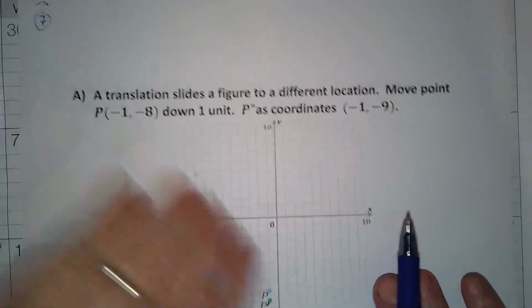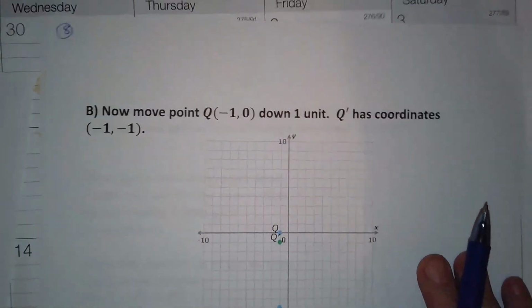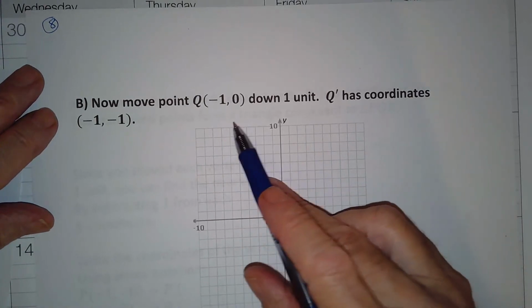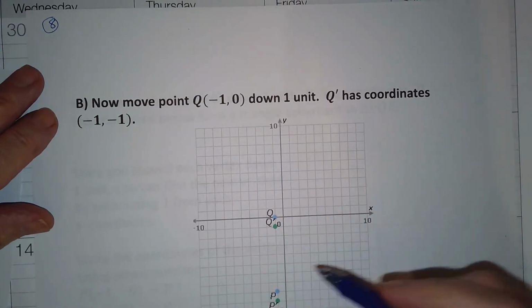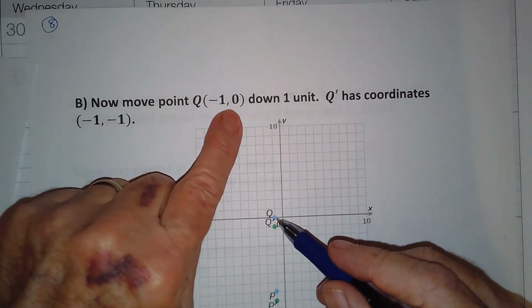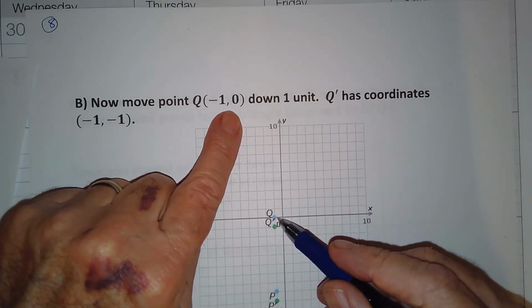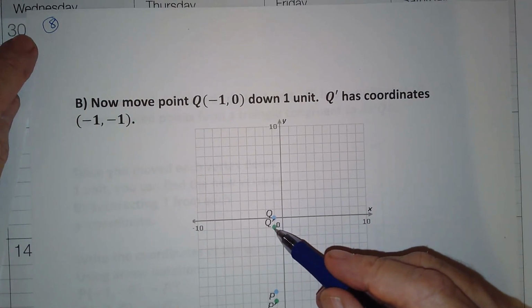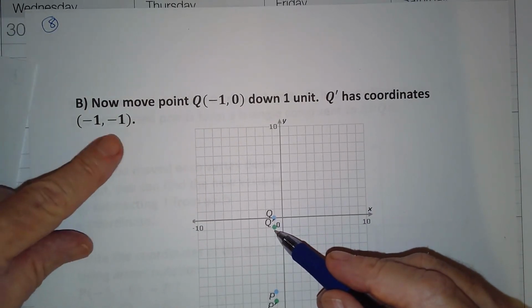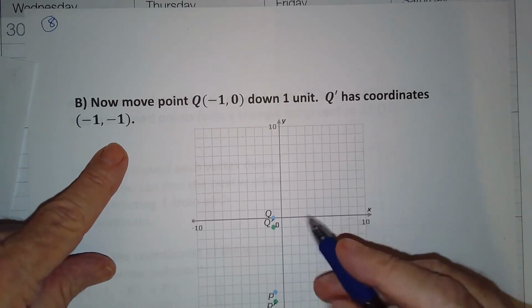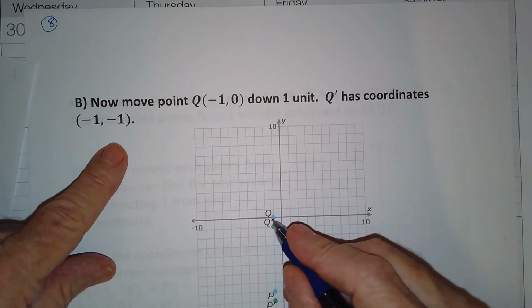All right, so then you're going to move point Q again, which is at negative 1, 0, down 1 unit. Point Q was up here on the x-axis. The y-coordinate is 0, so that tells you this is the x-intercept. You're moving it down 1 unit, so you go from where y is 0 to y is negative 1. So this is Q prime down here.